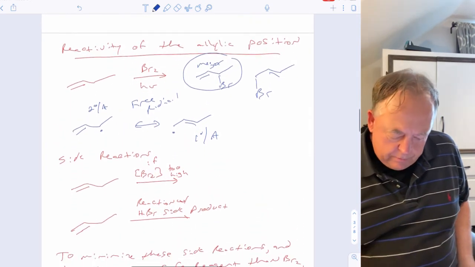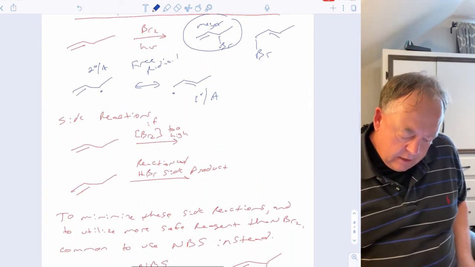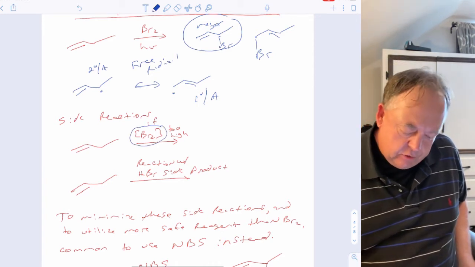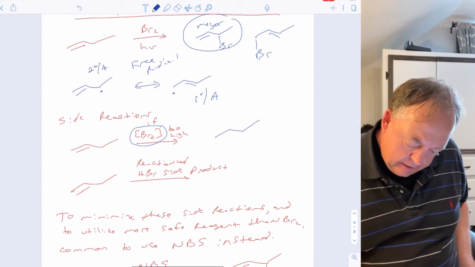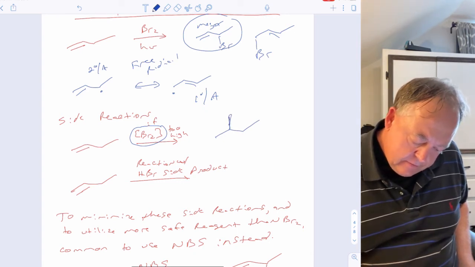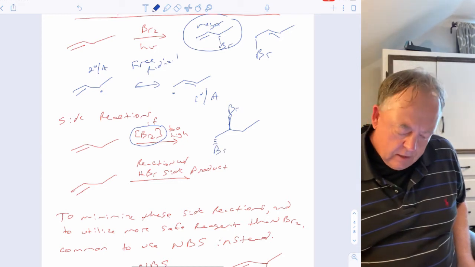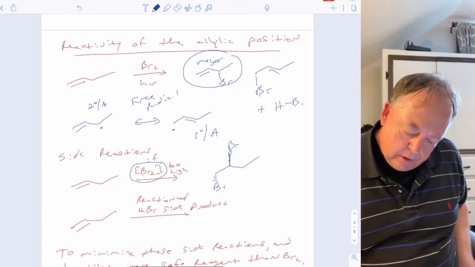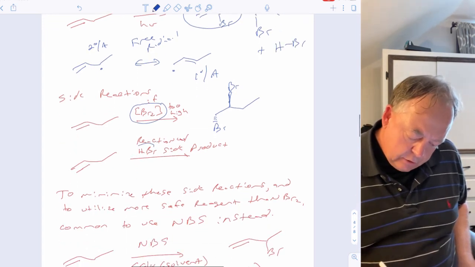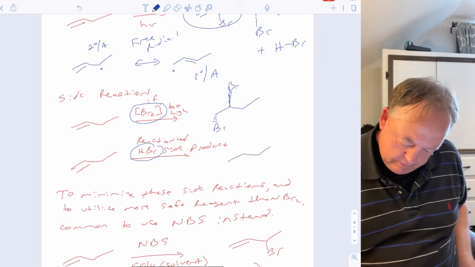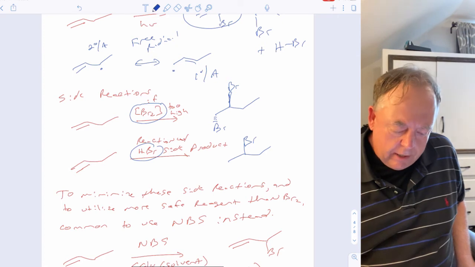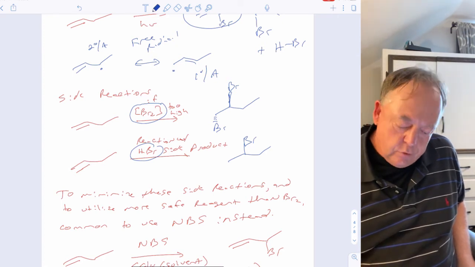Okay, so the point here though is that since you have Br2, Br2 can do other reactions with alkenes, right? It can do an anti-addition of bromine and bromine across a double bond. Or in this reaction, if you recall, one of the side products is HBr. So the HBr side product could do a Markovnikov addition of HBr across the double bond, so you have those potential side products in this reaction.